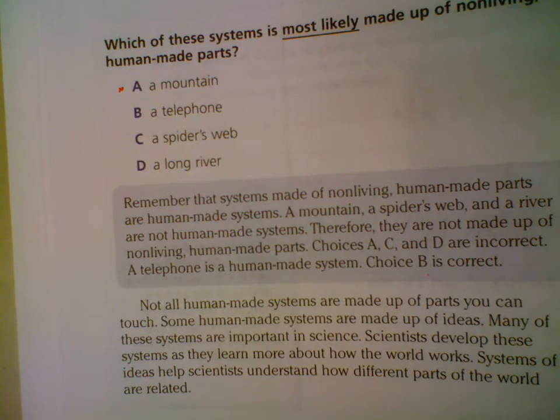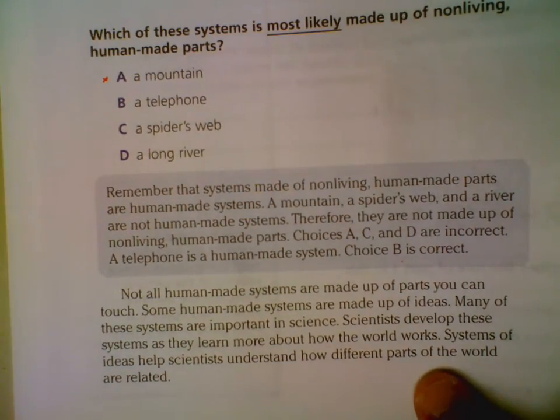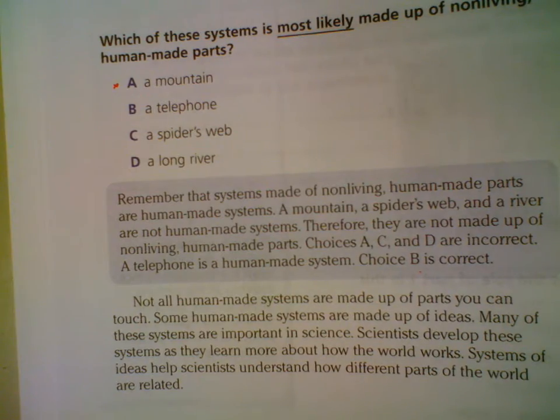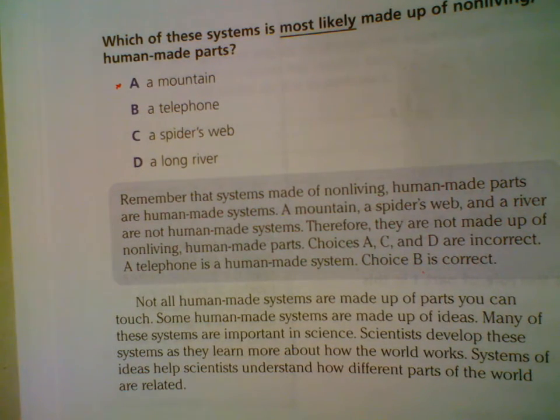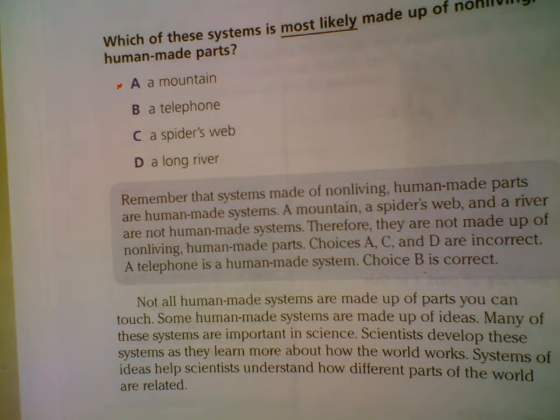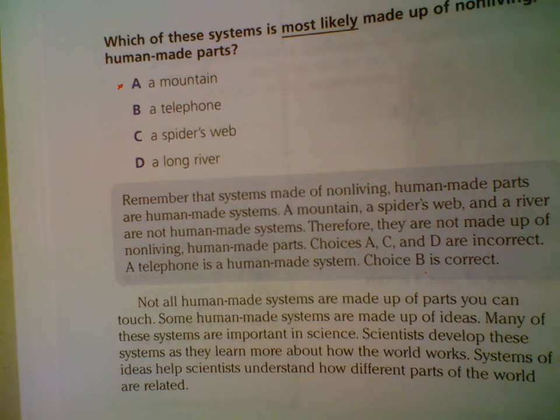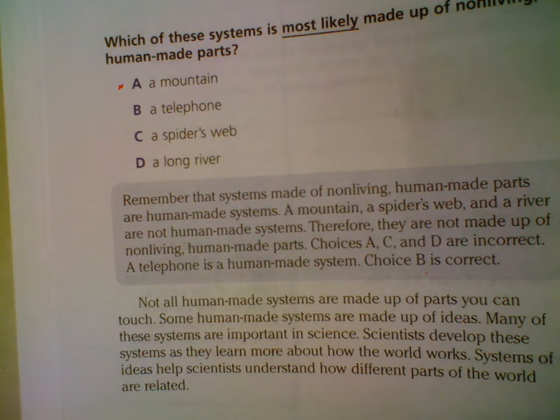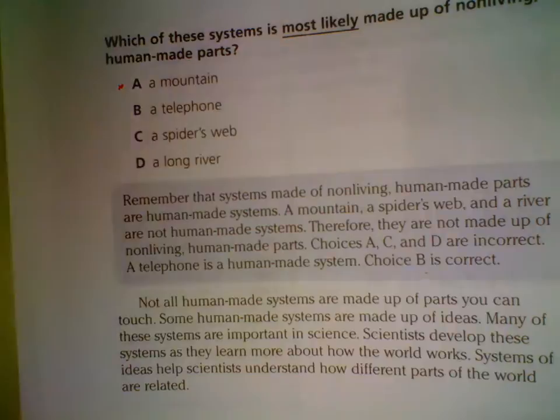Not all human-made systems are made up of parts you can touch. Some human-made systems are made up of ideas. Many of these systems are important in science. Scientists develop these systems as they learn about how the world works. Systems of ideas help scientists understand how different parts of the world are related.